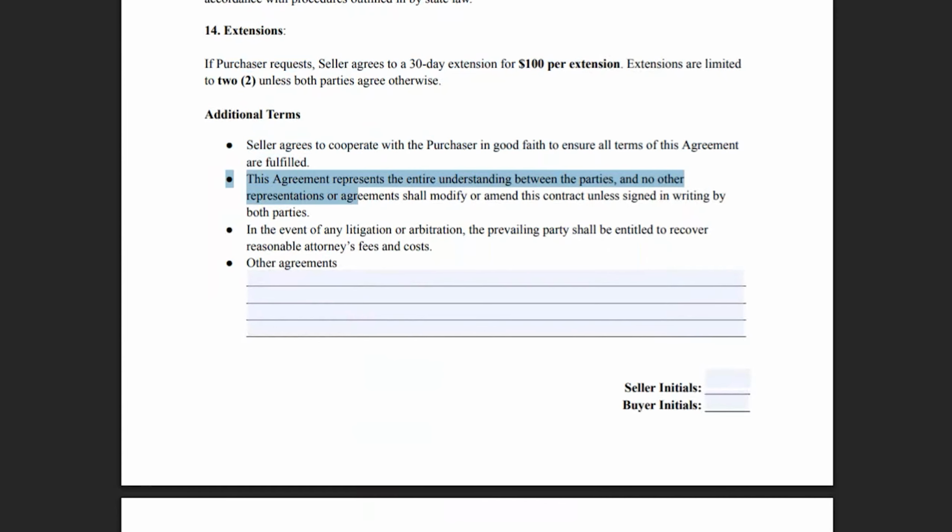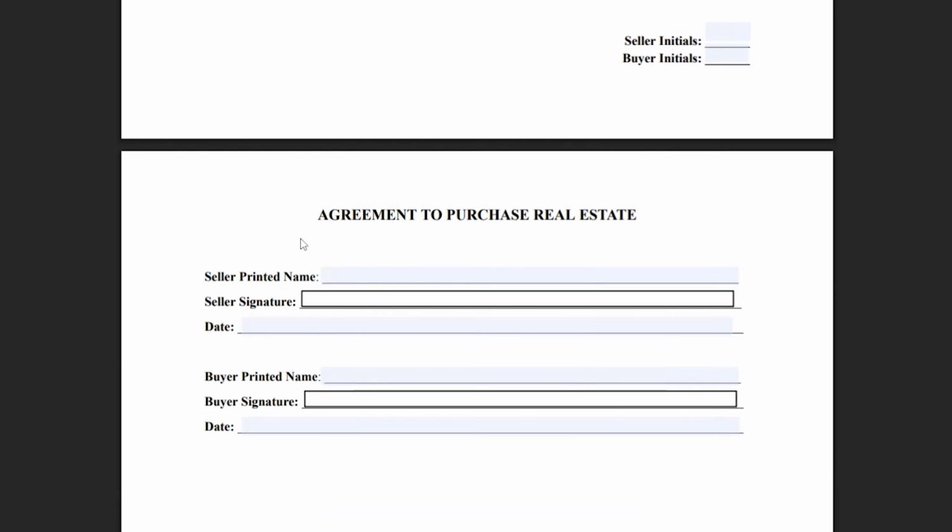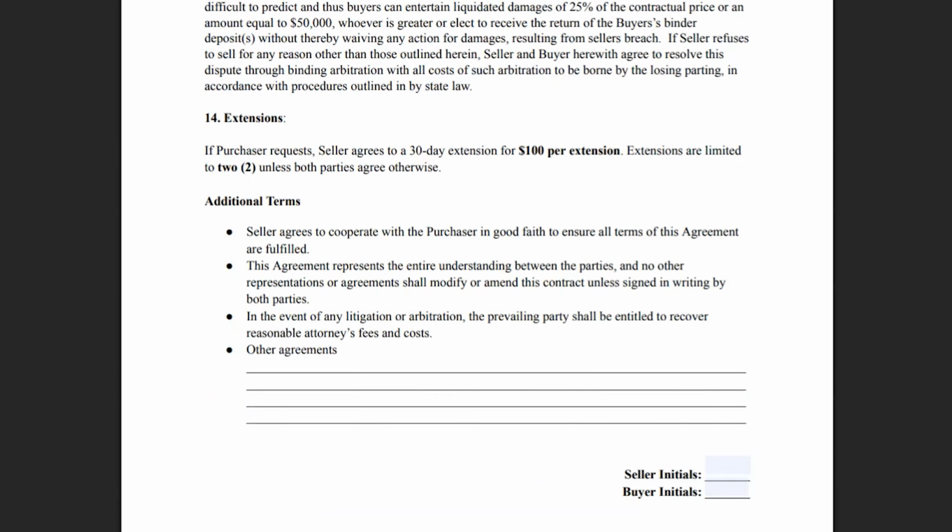The agreement represents the entire understanding between all parties. No other representatives' agreements shall modify this agreement. In the event of any litigation or arbitration, the prevailing party shall be entitled to reasonable attorney's fees and costs. And then this would just be any other additional things that you and the seller agreed to. So it could be like, seller will provide the buyer with a letter of authorization.